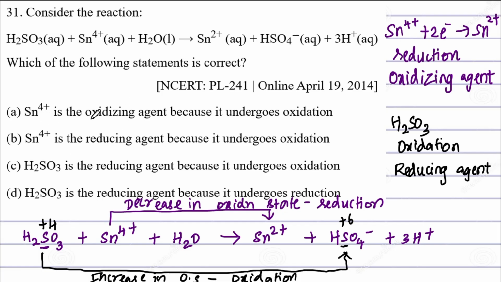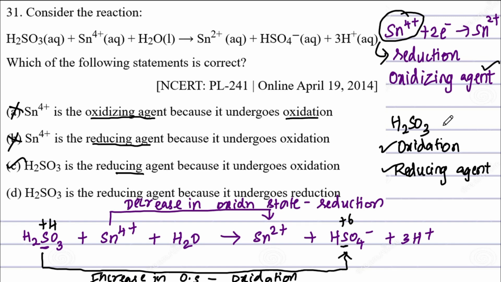Sn4+ is the oxidizing agent. So that is wrong because Sn4+ undergoes what? It undergoes reduction. So option A is wrong. In option B, Sn4+ acts as the reducing agent is given. So that is also wrong. Option C, H2SO3 is the reducing agent. So that is correct because it undergoes oxidation. So option C is correct because H2SO3 undergoes oxidation, so it can act as a reducing agent.